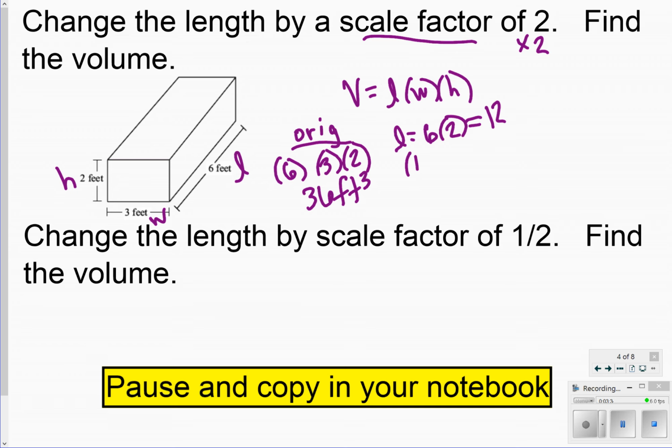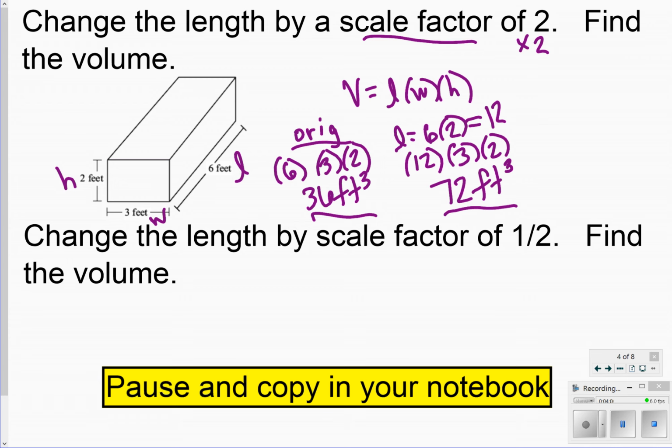So we're going to have 12, and our width and our height stay the same. So it's going to be 12 times 3 times 2. So we're going to multiply 12 with your calculator times 3 times 2, and we find that our new volume is 72 feet, and because it's volume, it's cubed again. All right, well, that's interesting. It used to be 36, and now it's 72.